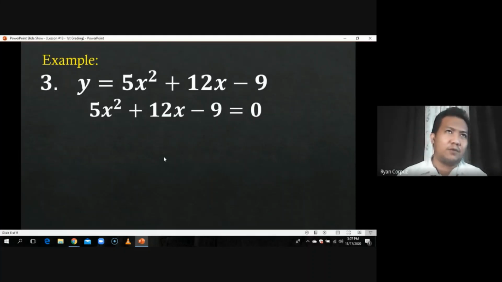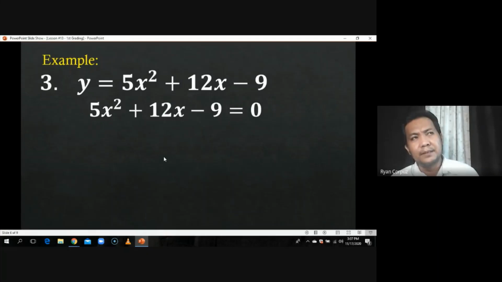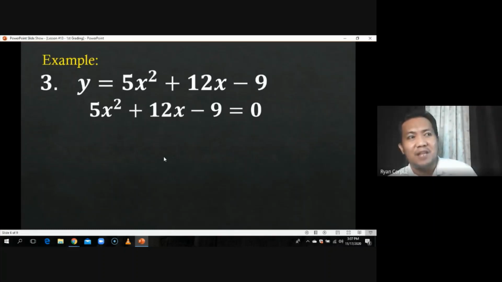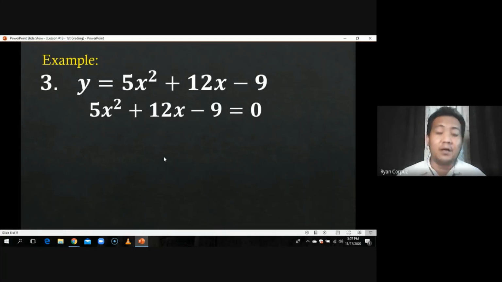Ano ba factors ng 45? We do have 9 times 5. 9 times 5 when added, 14, when subtracted is 4. At other factors of 45, that is 15 times 3. When added, that would be 18. When subtracted, that would be 12. So, meron tayong idea. So, since negative yung 45, so that means we are subtracting it. So, when we subtract 15 and 3, that would be 12.